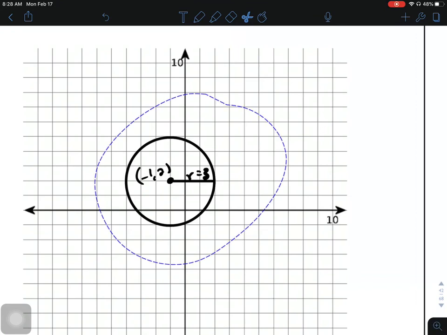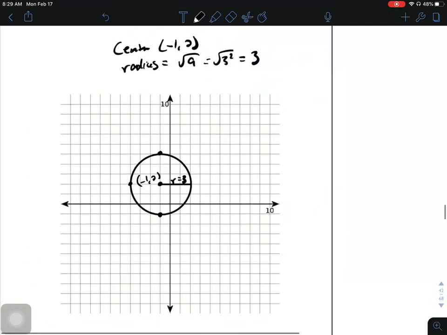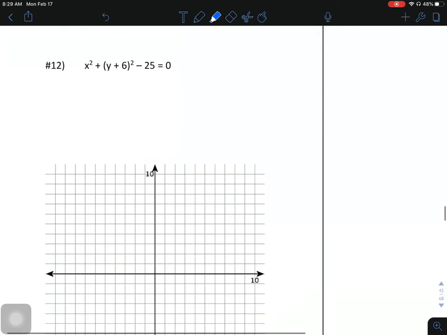You're going to have a harder time doing that. So what you might want to do is count to the right 3 of your center, count up 3 of your center, count left 3 of your center, and count down 3 from your center. That one is down a little far. And then just try your best to connect them, making a circle. So that concludes that example. Let's do another. Let me color this in just to be nice.